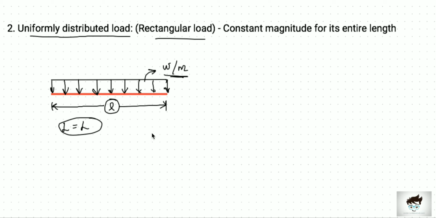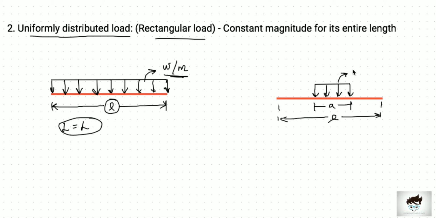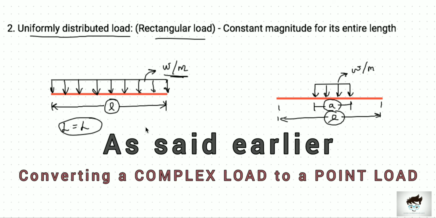We can also have something like the UDL is only applied at a part of the beam. Say it is only acting at the middle portion of the beam for a length A. Here, the length of the beam and the length of the load case are not equal. The length of the load case is A, where the length of the beam is L, which is much more than A. Now let's see how to convert this UDL into a point load for simplicity.